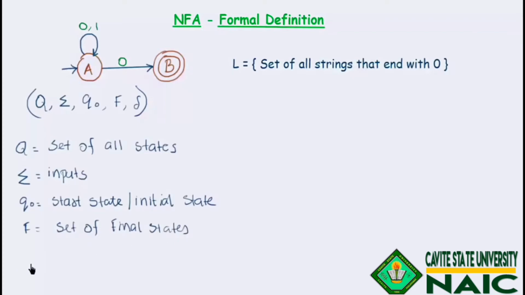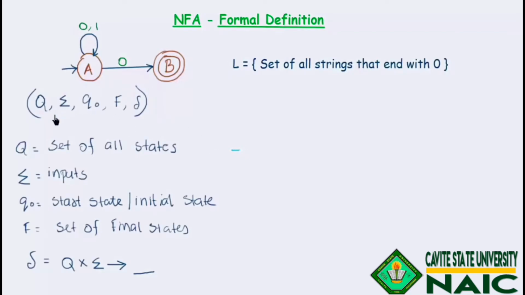And delta. We saw that Q, sigma, Q naught, and F are the same as in the DFA that we have studied. And what about delta? Delta is a transition function that maps Q cross sigma to what? We'll try to find out what this is. I'll leave it blank here. We'll try to find out what this transition function delta maps. Alright, that is what we are going to find out. Q, sigma, Q naught, and F are the same as in the FA. I hope I don't need to explain it again. So let us try to write down the values for this particular example.